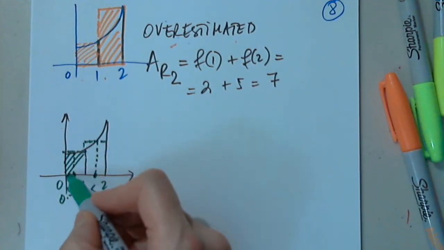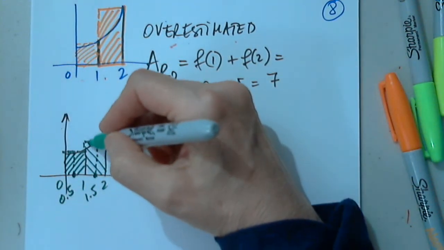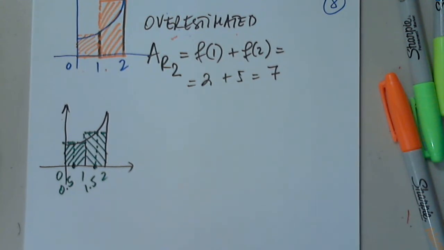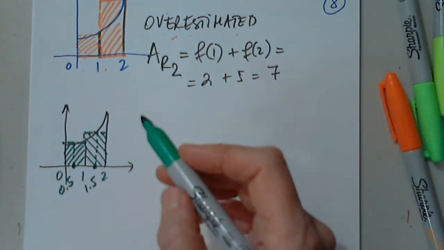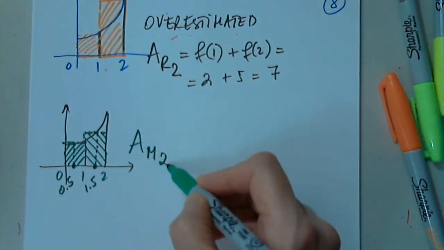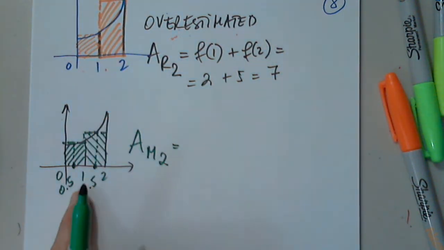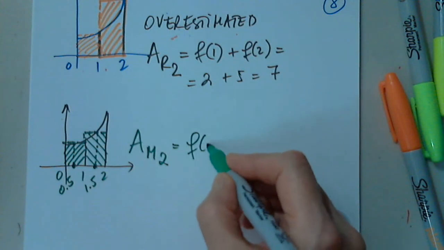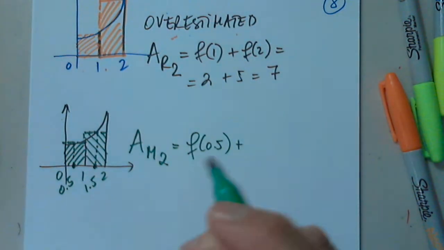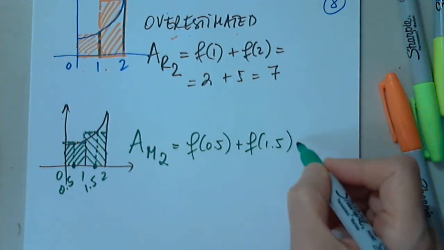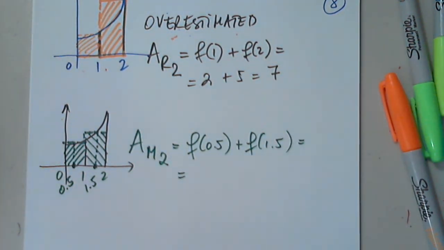So this and this. I can no longer ask if it's an overestimation or an underestimation, because we don't know, really. So the area with the midpoint with 2 subintervals will be base, which is 1, that's why I'm omitting it, times height, plus base times height.